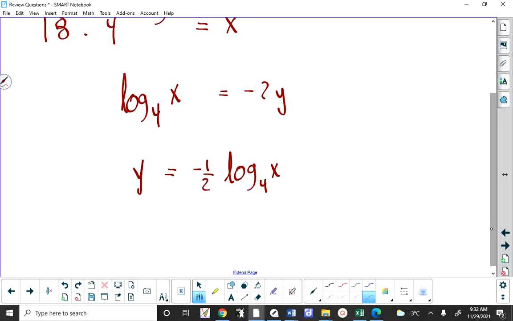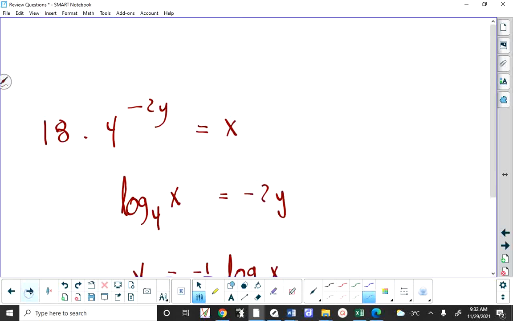So maybe you have a written response question where you're given this equation of the function as x equals y, 4 to the negative 2y, and you're asked to first of all rewrite it in logarithmic form and graph the function by discussing translations or transformations of the basic logarithmic function. There's ways that it could be done.